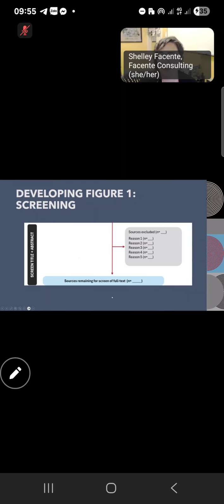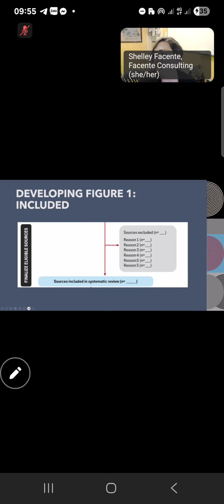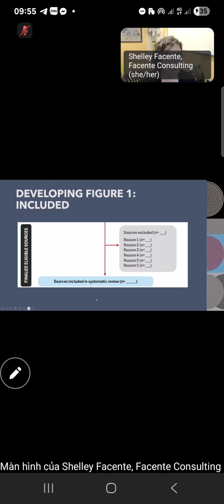Then you've got, let me go back here, this number that you're screening with full text, and you're repeating the same thing. The number on the prior screen minus the number excluded should equal this number. After you have finalized your eligible sources by looking at full text, how many did you end up including in your review? Again, all of these reasons should add up to the excluded number. This bottom box is your N for your systematic review. This is actually what you're including.